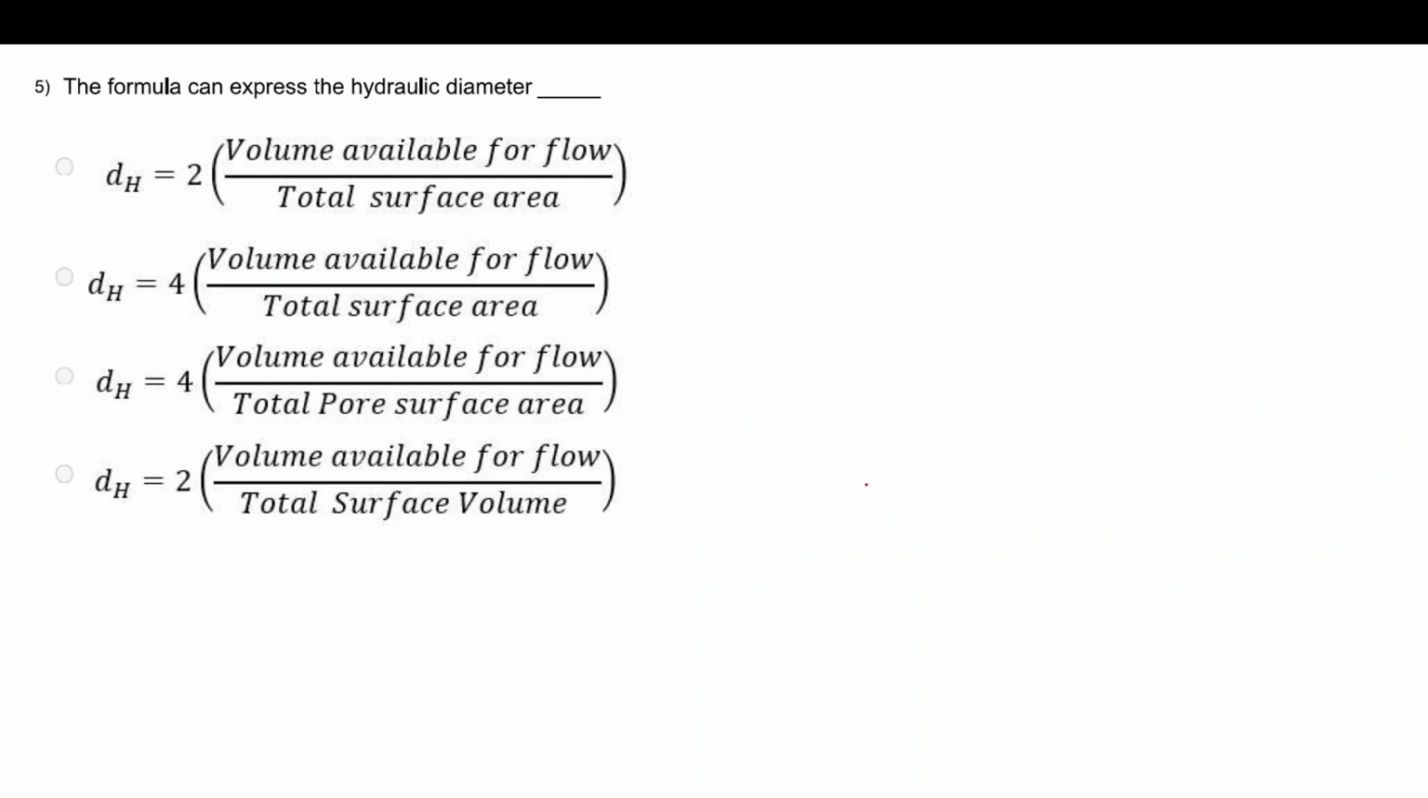The formula that can express the hydraulic diameter is dash. So here, 4 times the volume available for flow divided by the total pore surface area is the correct answer. So can anyone tell me why we need to calculate the hydraulic diameter?